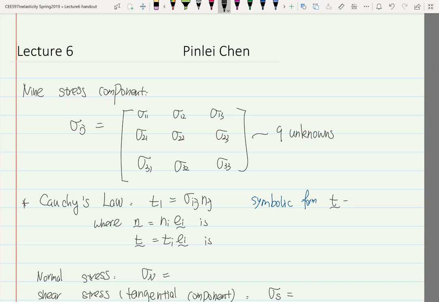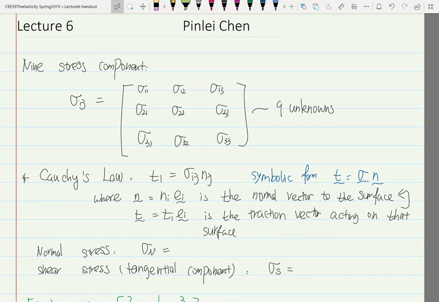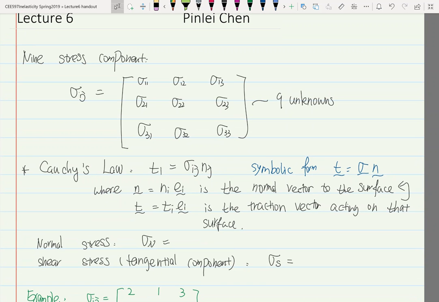and in symbolic form, T equals sigma n, where n, the vector n_i e_i, is the normal vector to the surface, and T equals t_i e_i is the traction vector acting on that particular surface where n is the normal vector. So now we have a relation between the traction vector and the stress tensor.